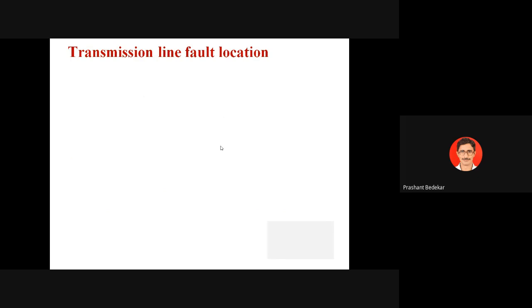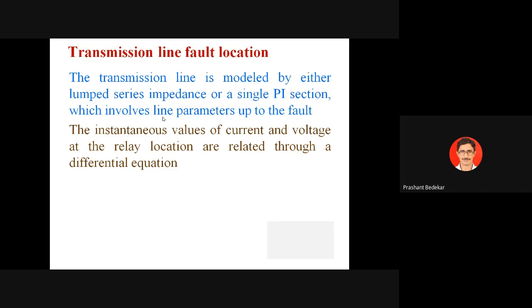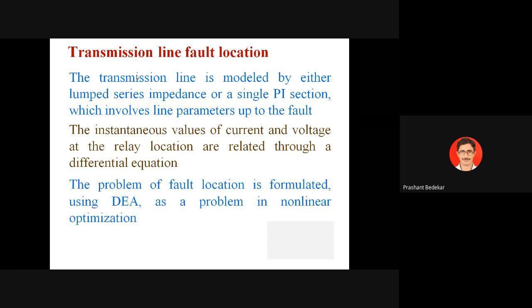Now let's see, we will go a little fast. Transmission line fault location. I can model the transmission line by lumped series representation or pi section representation. Instantaneous values of current and voltage at the relay location are related through a differential equation. The problem of fault location.